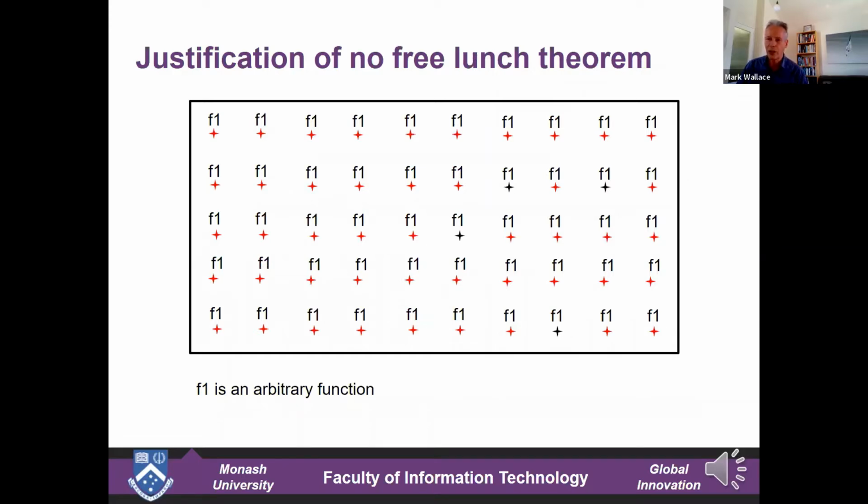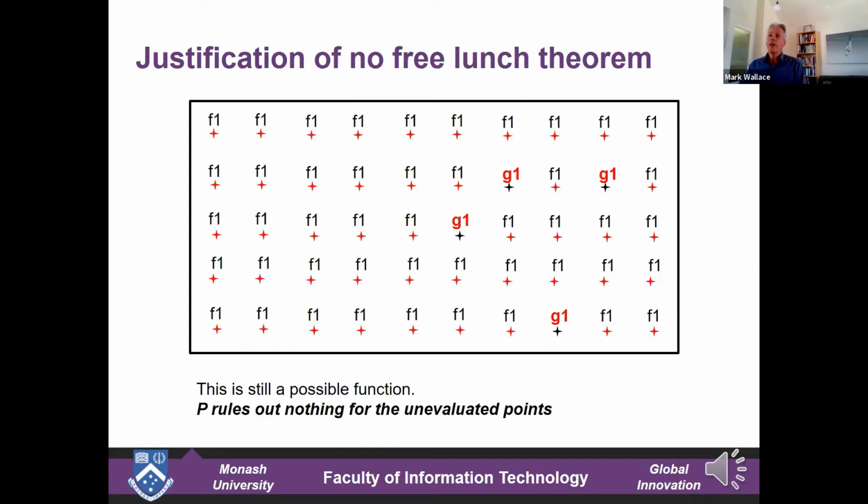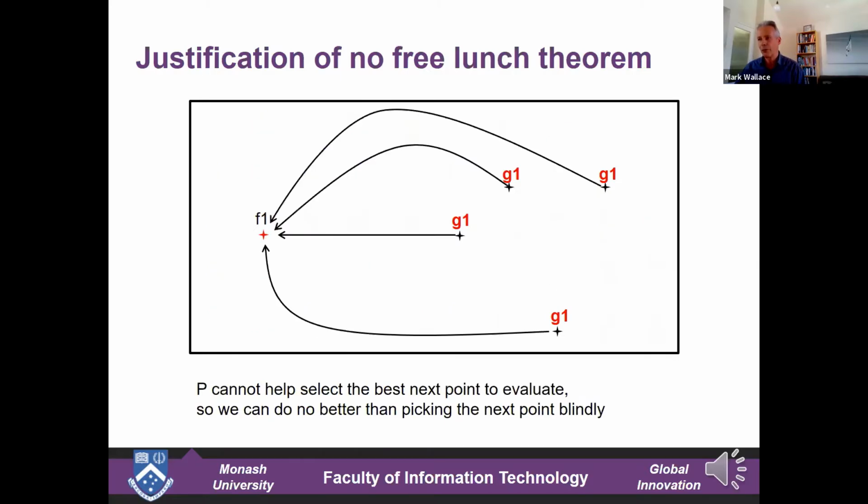The justification is that you can take any arbitrary function from S to K, and if you've got some previous evaluations, so you've got 4 points you've evaluated and they correspond to a function, say G, then in fact there is a function which has F in all the other positions and G in those past positions. So whatever your F is, the future could be F. Essentially, P rules out nothing for the unevaluated points. And that means that P can't help you select the next best point to evaluate. So essentially, we can do no better than picking the next point blindly.